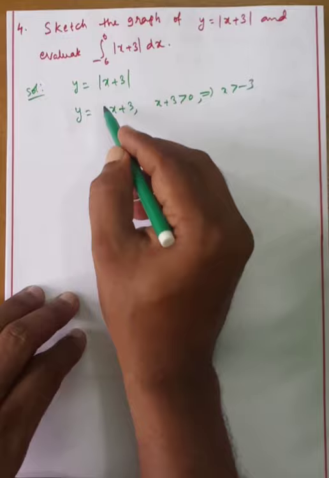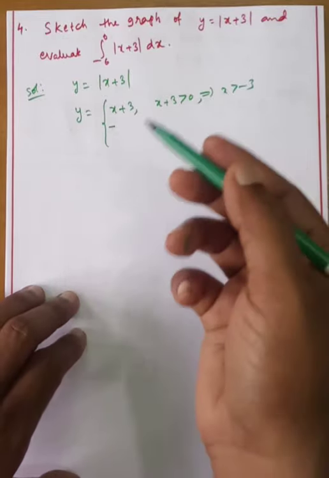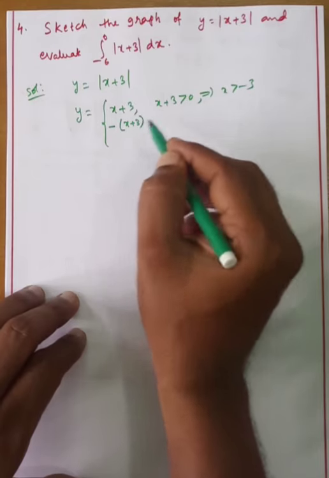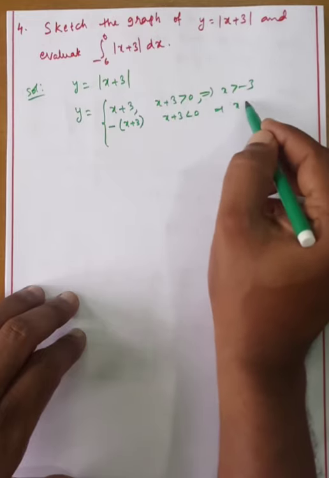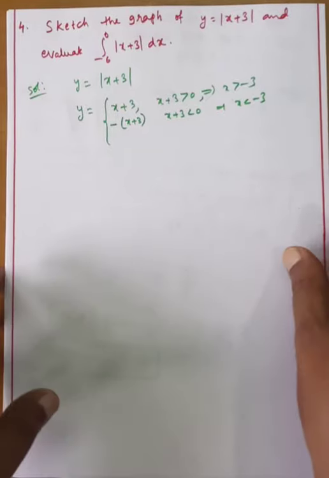Okay, my dear students, in this way. Now, minus of mod x is equal to minus when x is less than 0, which means minus of x plus 3. Now x plus 3 less than 0 means x is less than minus 3. X greater than minus 3 is positive, x less than minus 3 is negative. How to sketch the diagram? I already explained that one.